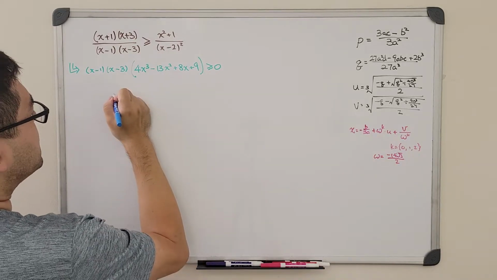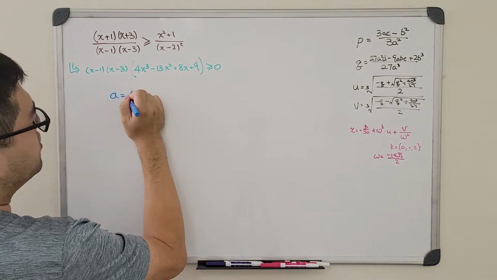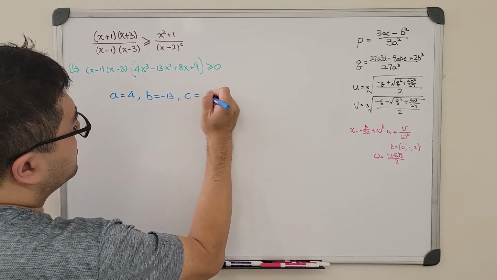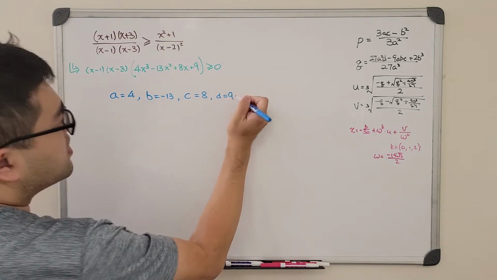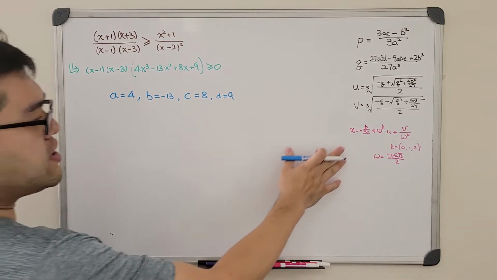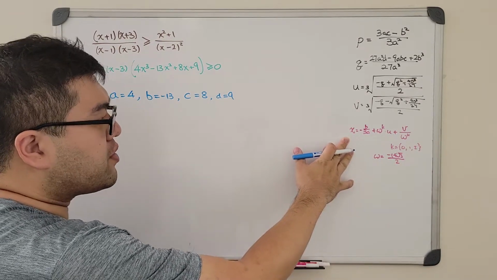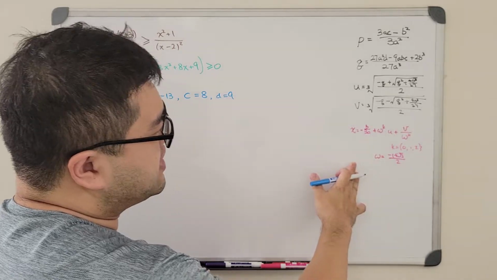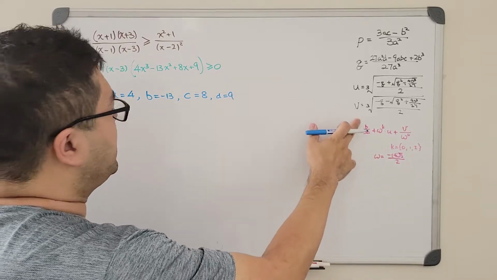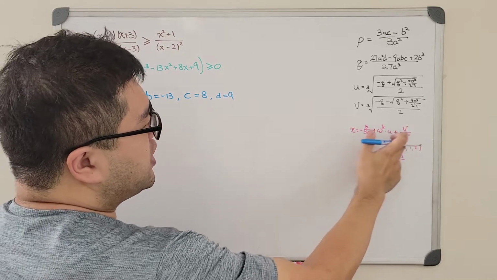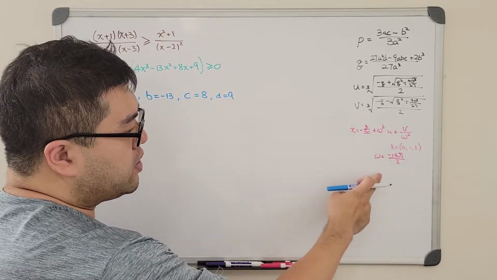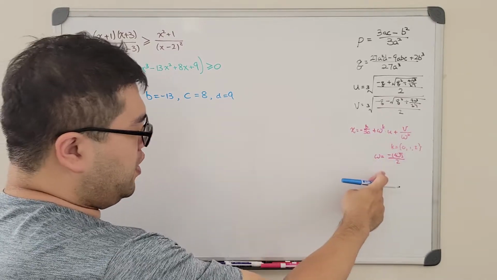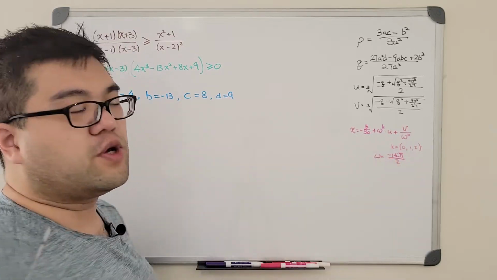From the expression, we see that the leading coefficient a is equal to 4, b is equal to negative 13, c is equal to positive 8, and d is equal to 9. If we look at our expression of the cubic formula, we have the expression on the right hand side that involves a and b, as well as u and v, and the letter omega here, where omega is a fixed value known as the cube root of unity.